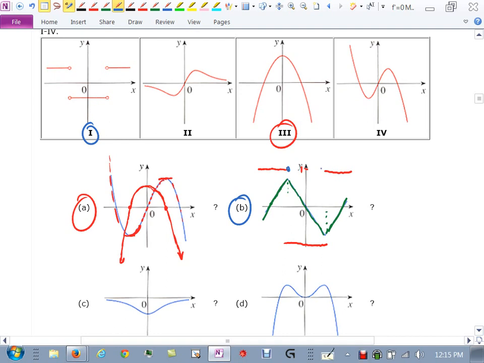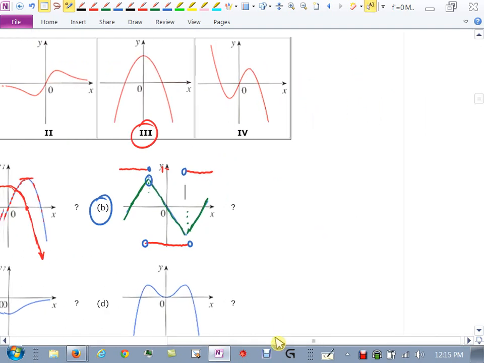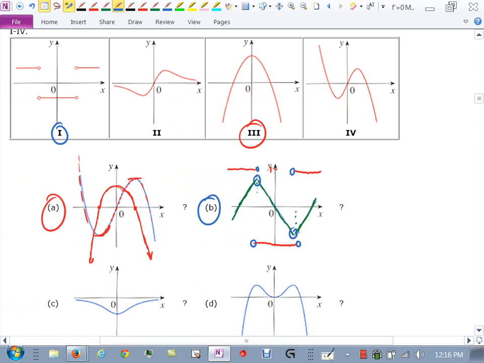Now we put open holes here because what's happening is at these corner points, our derivative is undefined because it's a corner. We can't have derivatives at corners.